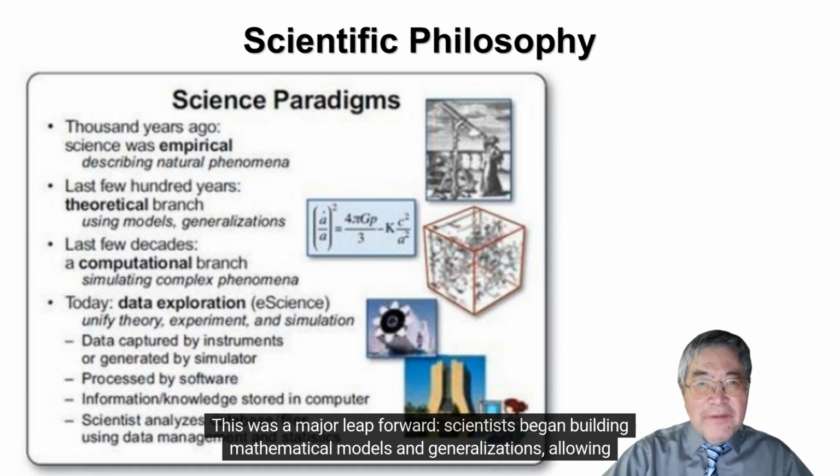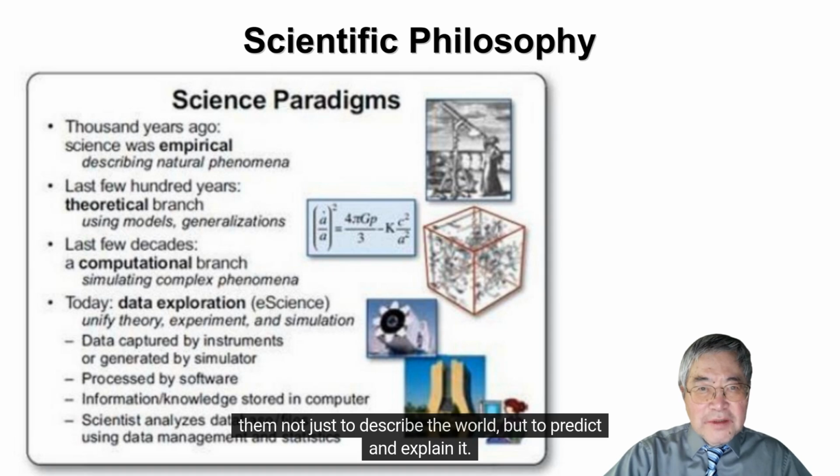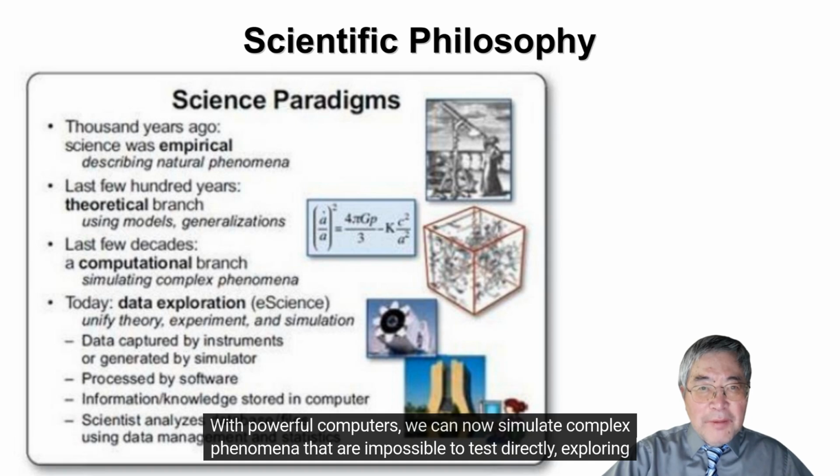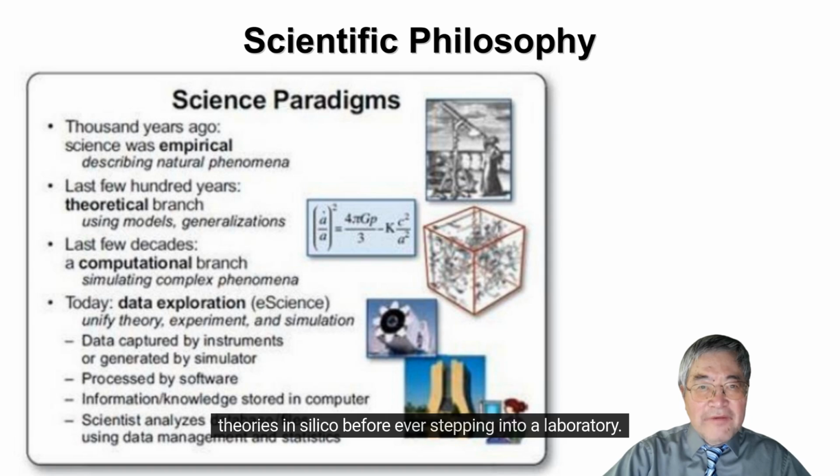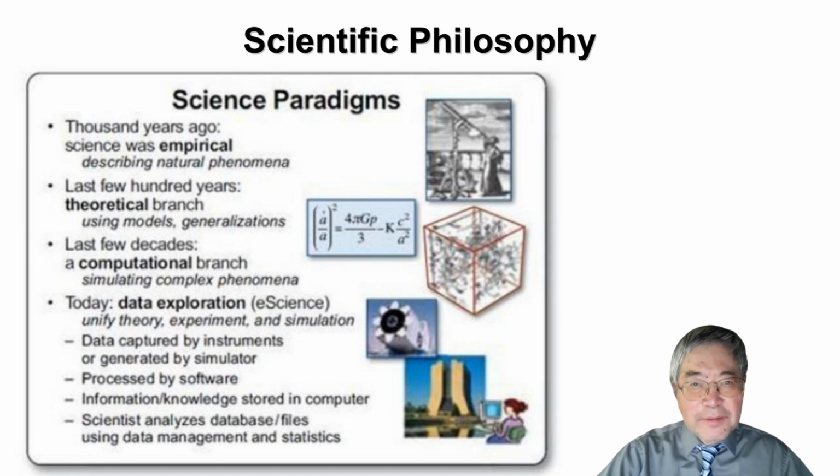A few hundred years ago, the theoretical branch emerged. This was a major leap forward. Scientists began building mathematical models and generalizations, allowing them not just to describe the world, but to predict and explain it. In the past few decades, we've added a computational branch. With powerful computers, we can now simulate complex phenomena that are impossible to test directly, exploring theories in silico before ever stepping into a laboratory.